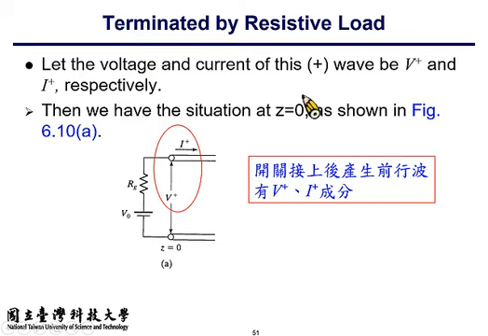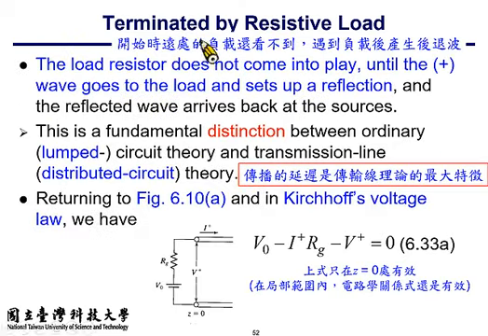Well, it can be determined using simple circuit equations. So we know that the V plus voltage signal goes to the right, along with the I plus current signal. And what is the relationship between V plus and I plus? Well, the ratio should equal the characteristic impedance Z sub 0. So you can write up this equation.